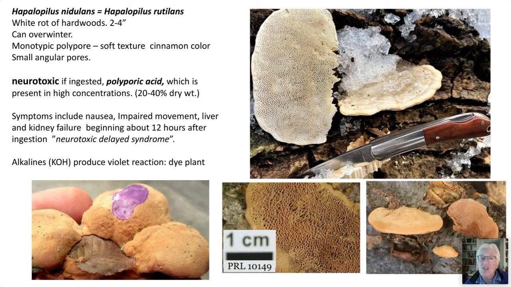And this is a legitimate use for it because this dyeing is dyeing for fabrics. So this will make it one of the rather more difficult to find purple violet dyes. So that's Phyllotopsis nidulans, or it has another name as well.